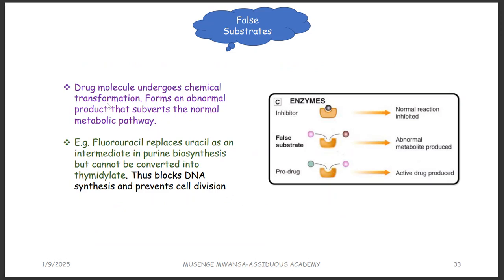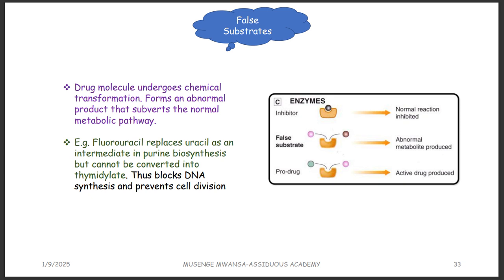Forced substrates: drug molecules undergo chemical transformation and form an abnormal product that subverts the normal metabolic pathway. For example, what we are saying is this: you have got a drug molecule, let's say drug A. You give this drug A, and then it gets changed.